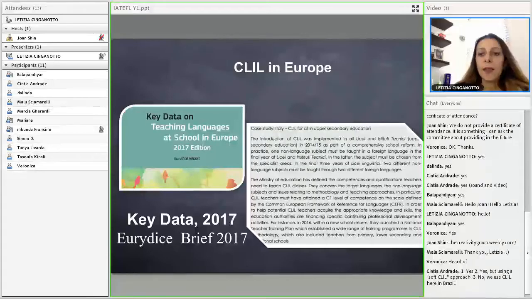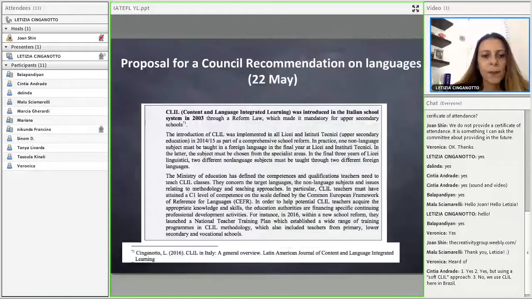Because since 2010 in Italy, CLIL has been mandatory in upper secondary school education, in all upper secondary schools, and it's a very democratic process, CLIL for all. So it's not important their level of competence or any other requirements, but we just deliver CLIL to any students, in particular in the last year of upper secondary schools.